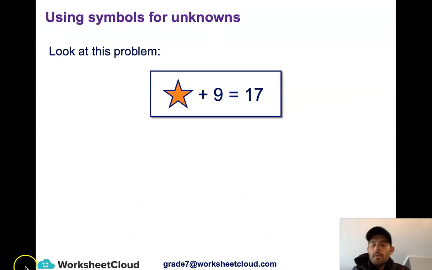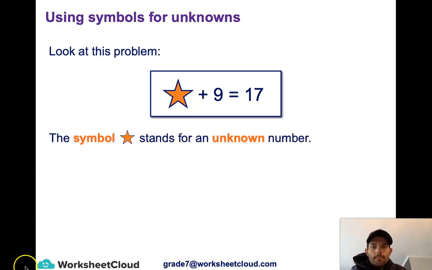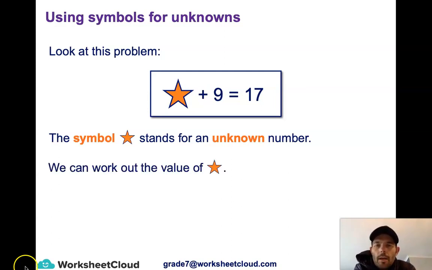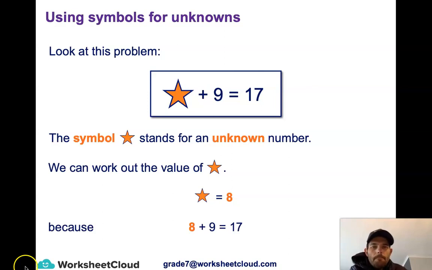So we're going to start looking at a little bit of algebra, and we're going to start right at the beginning. So if I gave you this problem, star plus 9 equals 17, the symbol, the star, stands for an unknown number. So we need to work out what the value of the star is. Okay? And in this instance, I'm pretty sure you guys can work out that 8 plus 9 is equal to 17. So therefore, the star is equal to 8. Okay?